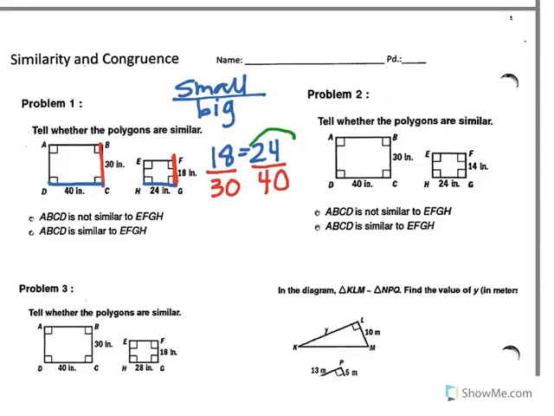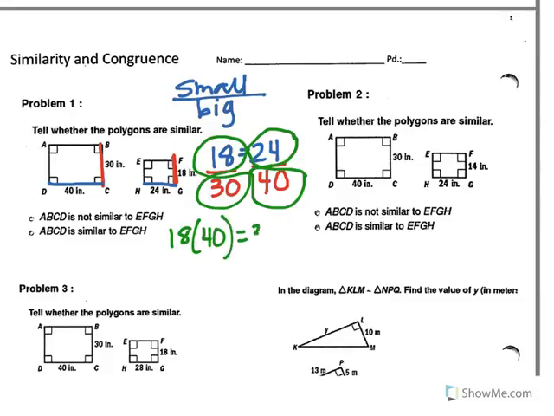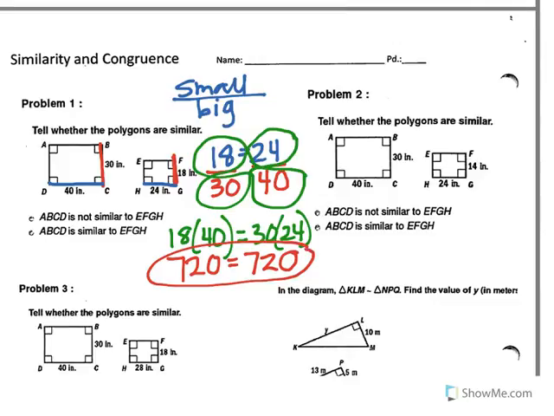Then you have to cross multiply to find out if these are proportional, to check to see if they are similar or not. So you're going to cross multiply these two. You'll have 18 times 40 and 30 times 24. When you multiply, you get 720 equals 720. If they are equal to each other, then they're proportional. So ABCD is similar to EFGH.